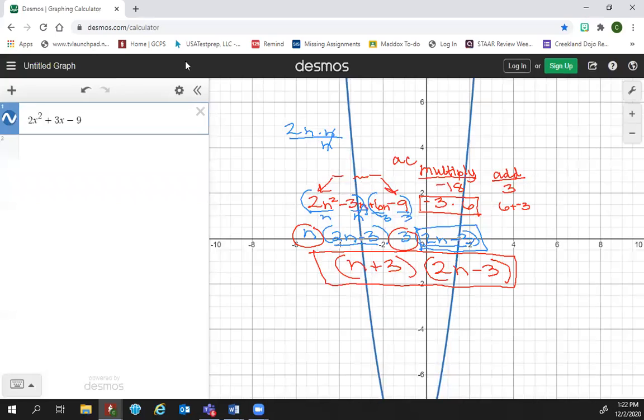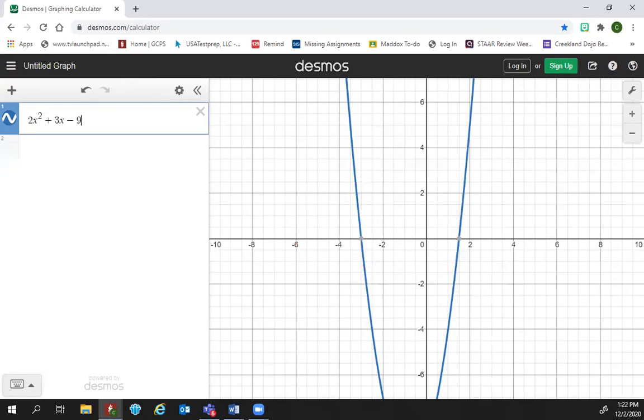watch this. All right, where do you guys see n plus 3 and 2n minus 3? And I know it looks like a mess right now, but watch. Because they're going to ask you what your answers are for that quadratic equation. This is my quadratic, right? My factors were what? 2n minus 3. And then I had what? N plus 3.